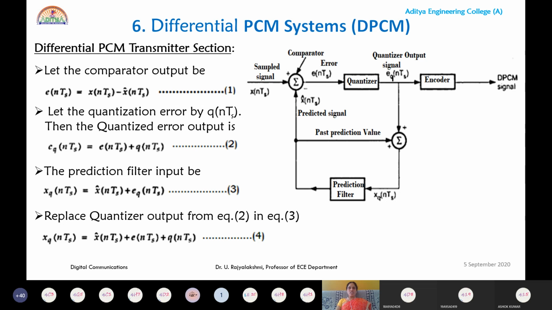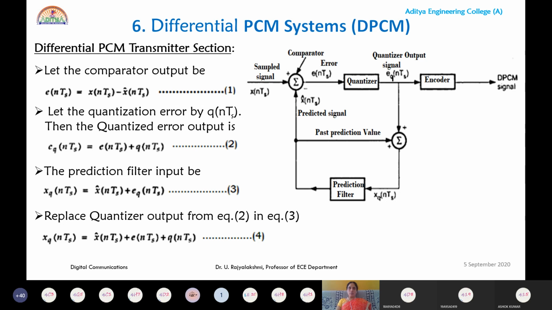Now what is the prediction filter? Here you are using it in the feedback section. Some sample of the quantizer output is applied as negative feedback to the comparator. So what is that filter called? This filter is defined as a prediction filter. It will generate the difference between the sample signal and the past sample value. The present sample data is compared with the past sample value. The past sample value is defined as the predicted signal.